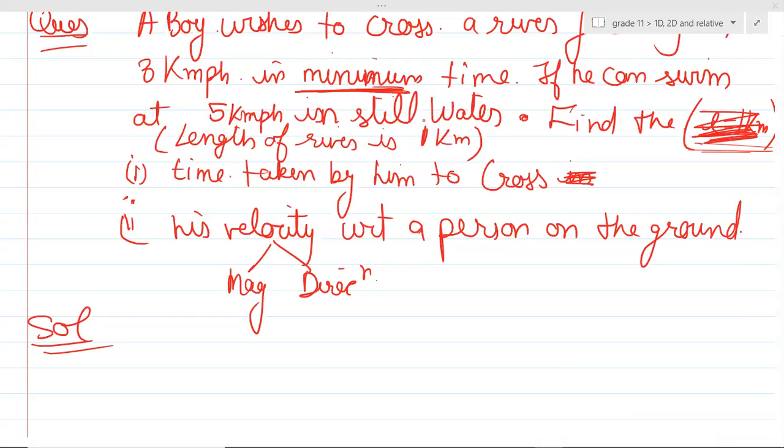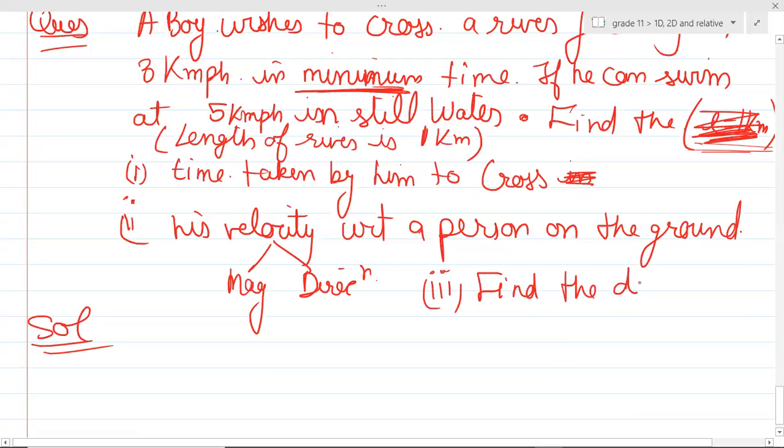And last part, one more part, third part. Find the sideward drift. Find the distance by which the river drifted him in its direction.